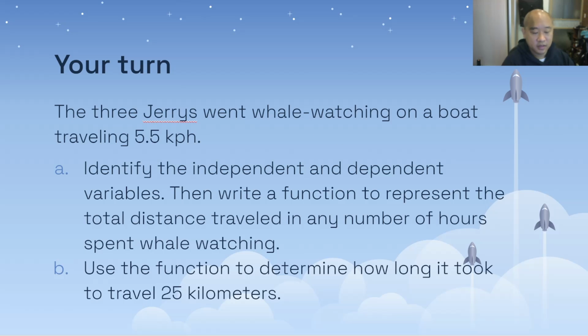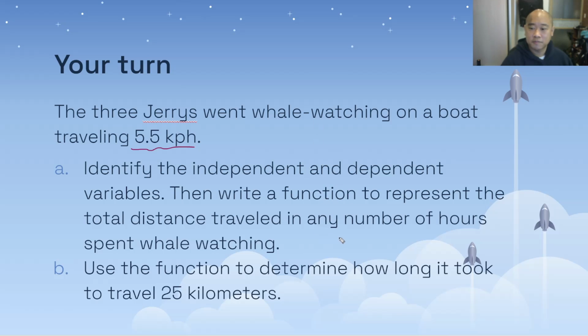Your turn. Let's say the three Jerrys went whale watching, because that's just the kind of guys they are. They love nature. They love to watch whales from boats. And this boat is traveling at 5.5 kilometers an hour. Identify the independent and dependent variable, write a function, and use the function to determine how long it took to travel 25 kilometers. Welcome back.